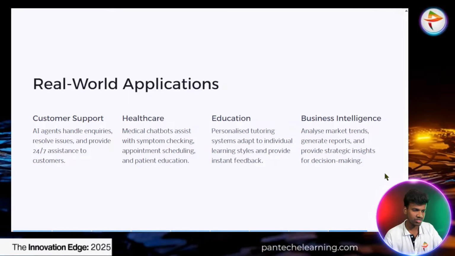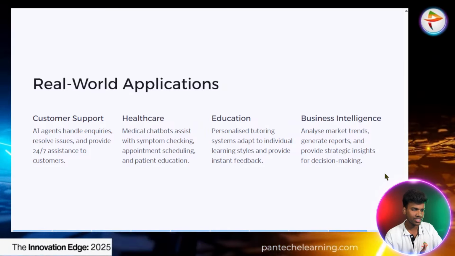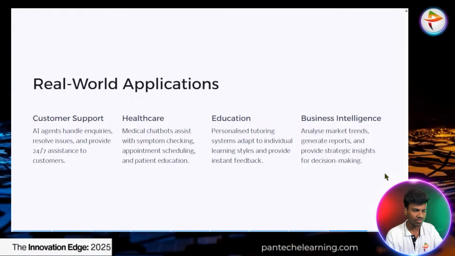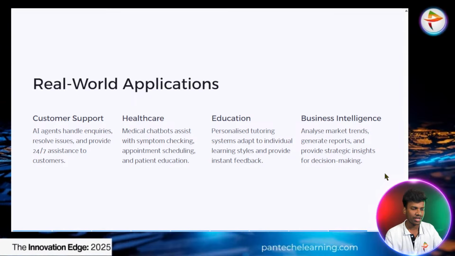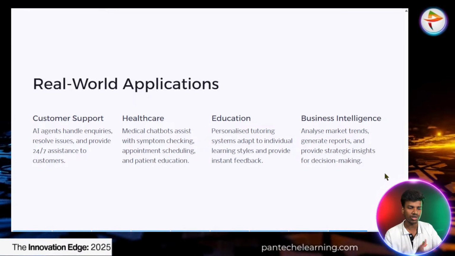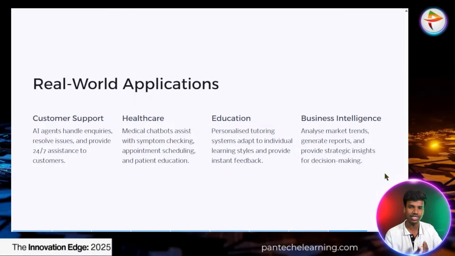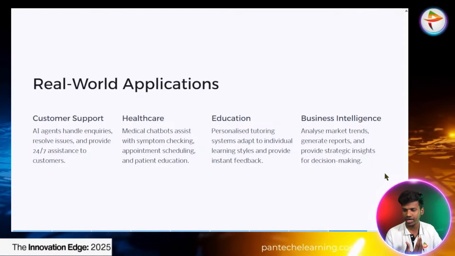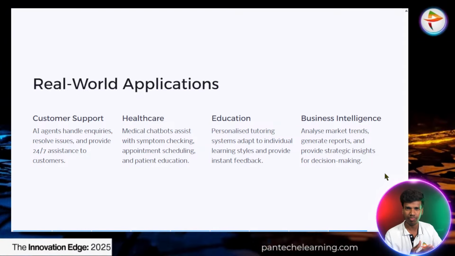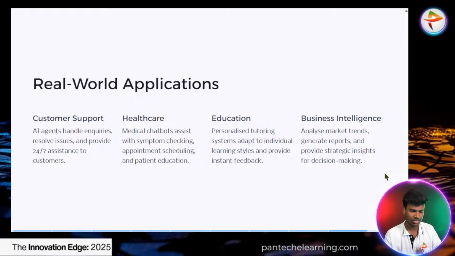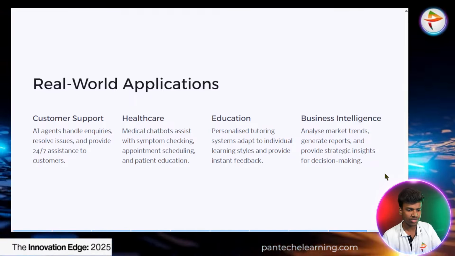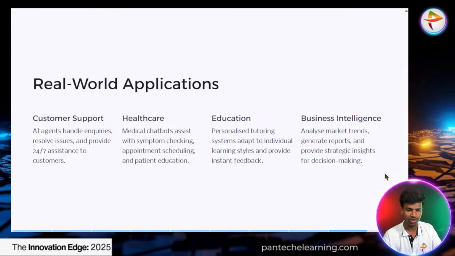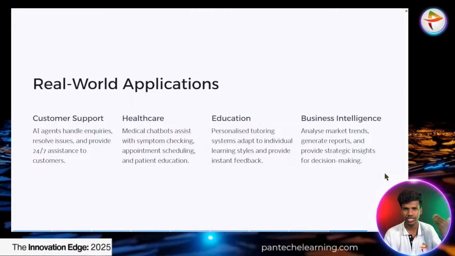And real-time applications. We know customer support chatbots: the AI agents handle inquiries, resolve issues and provide 24/7 assistance to customers. In healthcare, medical chatbots assist with symptom checking. We can ask about a health condition in ChatGPT also. For example, I can say, I have a headache, so what should I do? It gives us some kind of medical checkup and treatment suggestions. And education: personalized tutoring systems adapt to individual learning styles and provide instant feedback. We are using it for education purposes also.